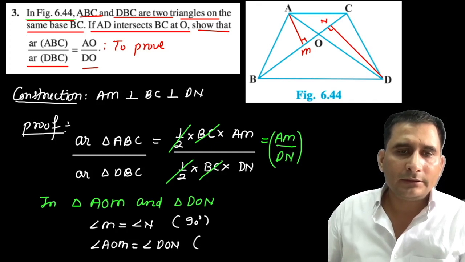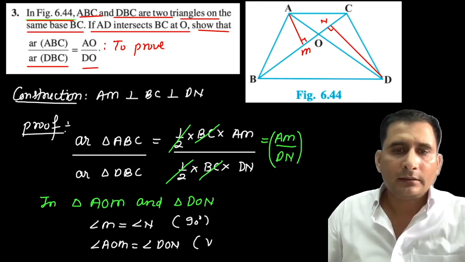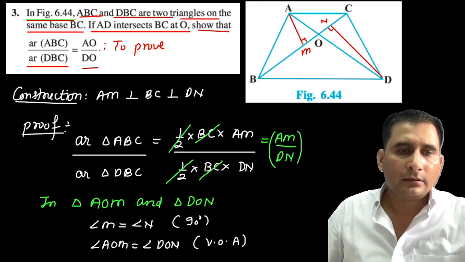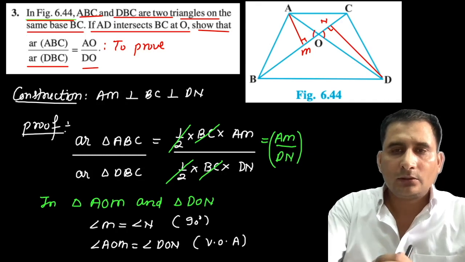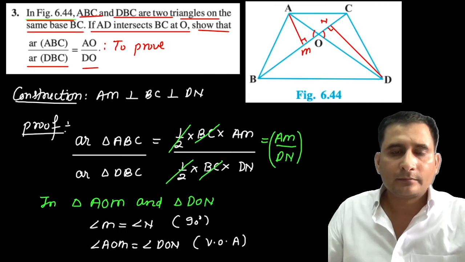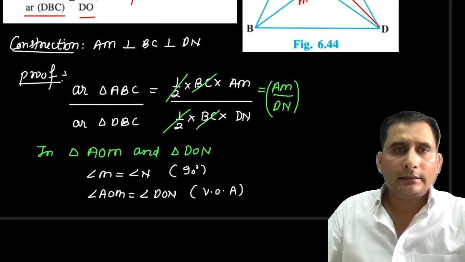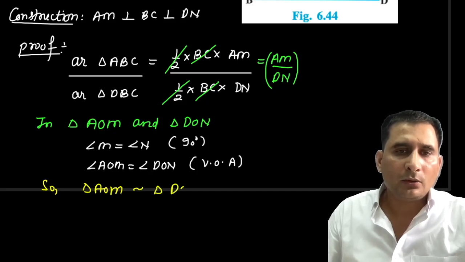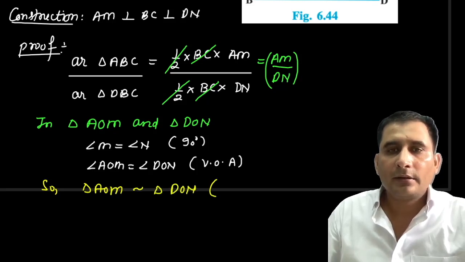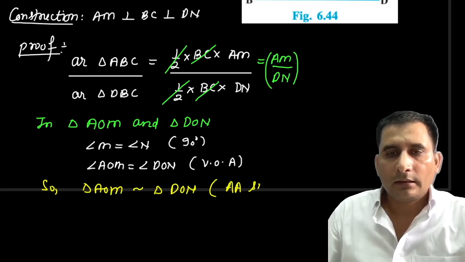So what is the reason for this? Vertically opposite. Yes, it's vertically opposite angle. Basically, I'm talking about these angles, this one and this one. So these two angles are vertically opposite angle, right? So can I say that these two triangles are congruent now? So triangle AOM is congruent to triangle DON, right? By which rule? By angle similarity criteria.